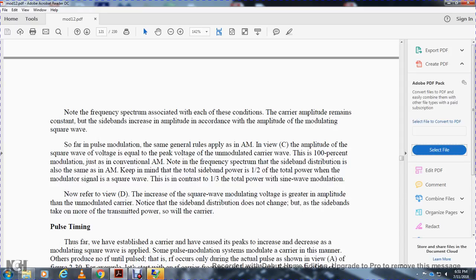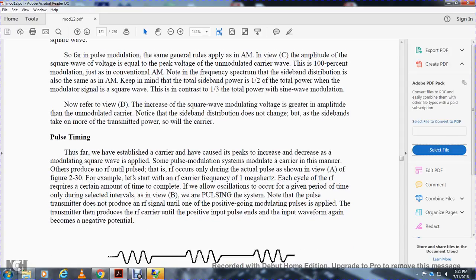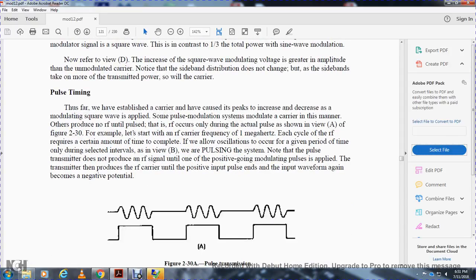Now refer to view D, with the square wave modulation voltage increased to greater than the amplitude of the unmodulated carrier wave. Note that the sideband distribution does not change, but the sidebands take on more of the transmitted power, so they will carry more. So will the carrier. All right, pulse timing.